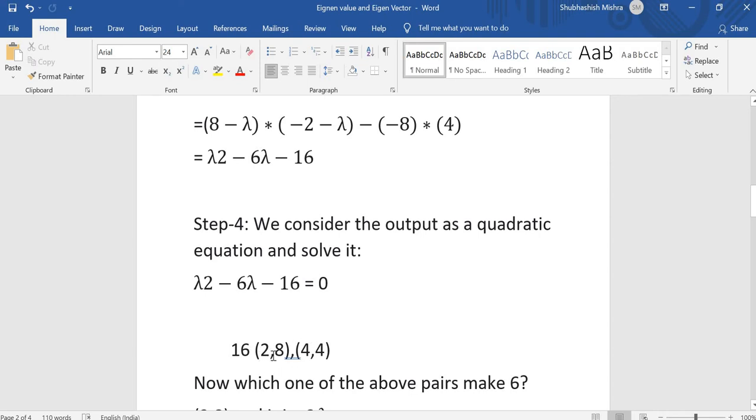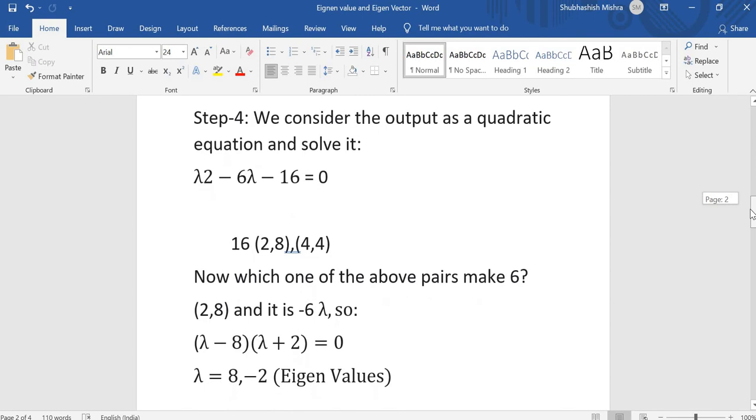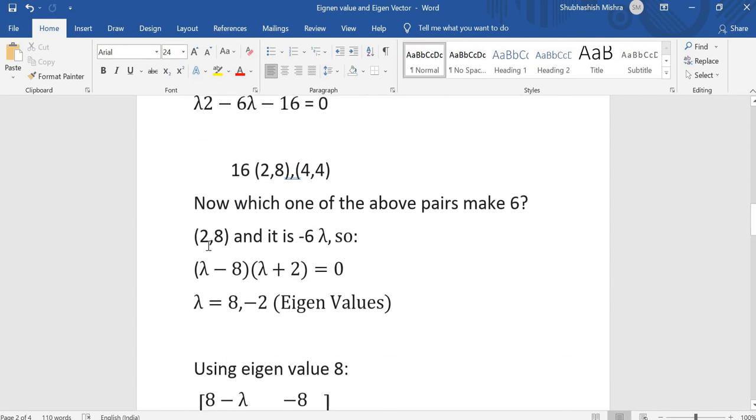Okay, so now we have to find a combination of these two which will best describe this 6. So how can we find this 6? If we have 8 minus 2, then we will get a 6. As it is minus 6, it will be like plus 2 minus 8, right, to give us a minus 6. So this is what we are getting.